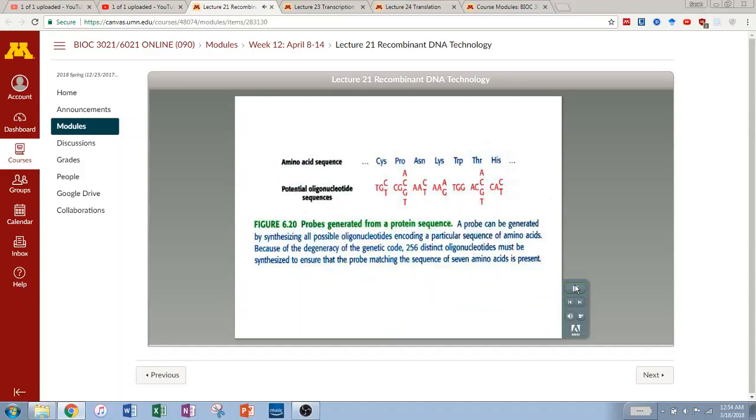DNA probes can be synthesized for a particular gene if a segment of the amino acid sequence of the protein is known. Because of the degeneracy of the genetic code, multiple probes must be used. With the 7 amino acid sequence shown here, 256 distinct probes must be generated to get the one that's the exact match for the gene of interest.